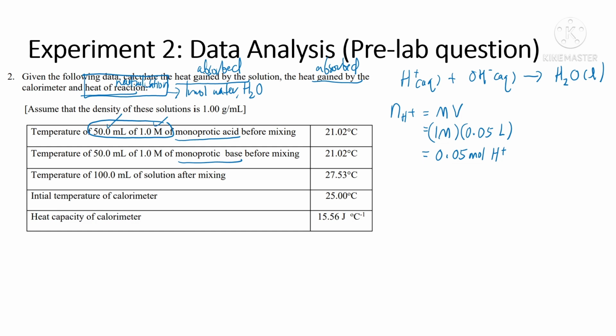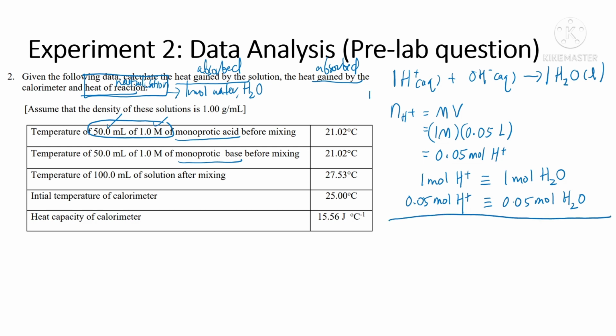And from the balanced chemical equation, we can see that 1 mole of monoprotic acid will produce 1 mole of water. Here, we only have 0.05 mole of monoprotic acid. Therefore, we are expecting only 0.05 moles of water being produced. We can write the relationship: 1 mole of monoprotic acid produces 1 mole of water, and now we only have 0.05 mole of monoprotic acid, therefore only 0.05 mole of water will be produced in this reaction. So this is the first part of the calculation. We calculate the number of moles of water involved in the neutralization reaction.